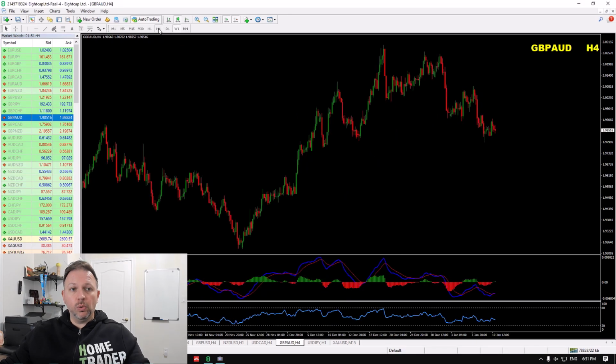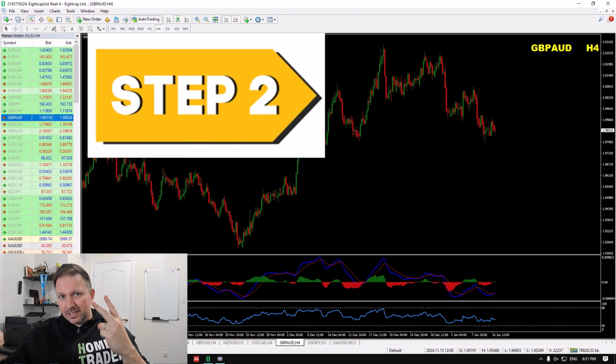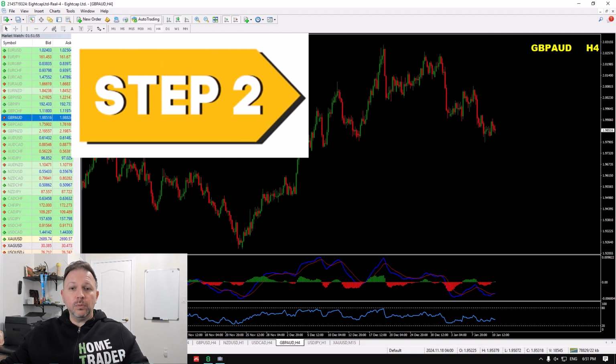So you will want to find, on one or two of the higher time frames from the time frame you trade, these key levels. Second step would be to find divergences.